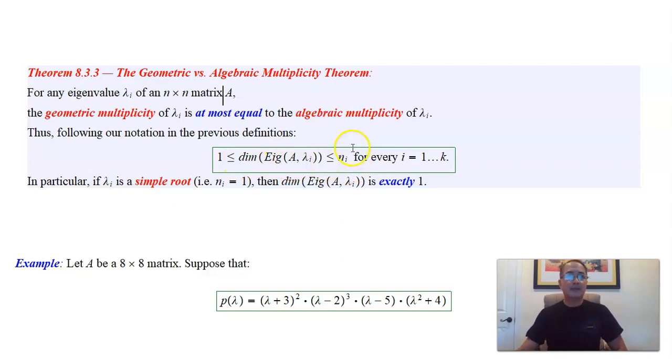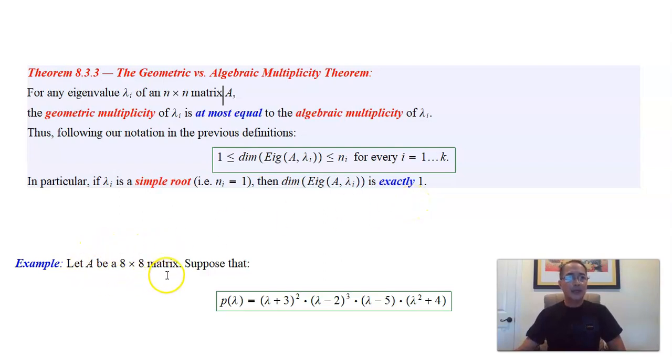Okay? But the exponent of lambda minus lambda I in the factorization of P of lambda is what controls the upper bound of this dimension. You cannot exceed that power. Now, what would happen if the power is exactly 1? So in other words, you have a simple root for your characteristic polynomial. Well, let's see how many numbers are between 1 and 1, exactly 1. So therefore, the dimension of that eigenspace has to be exactly 1.